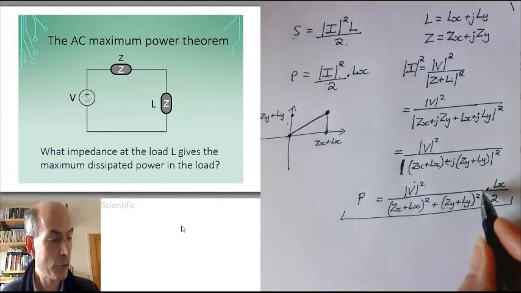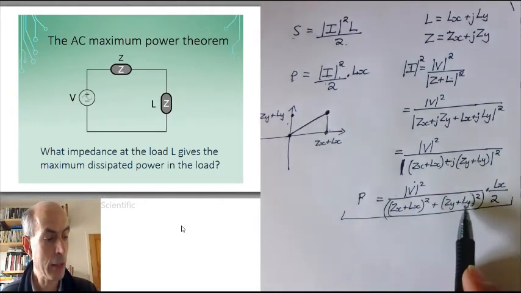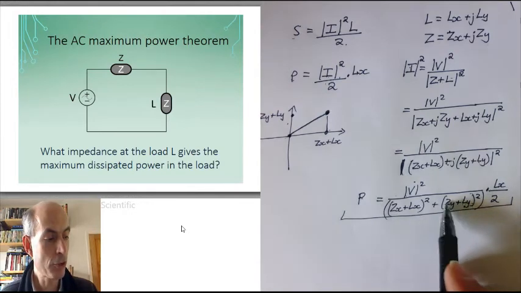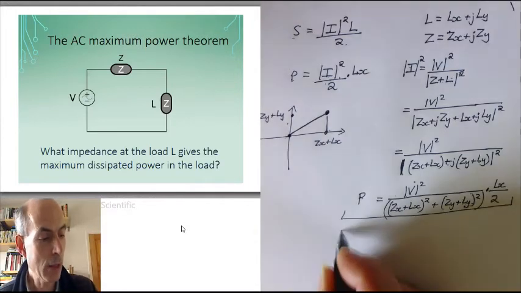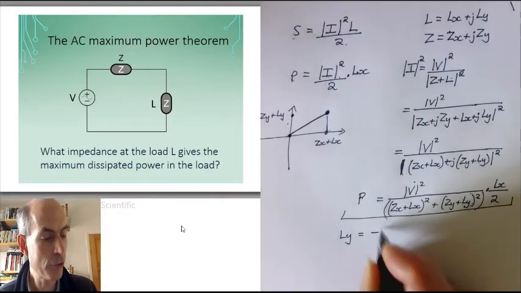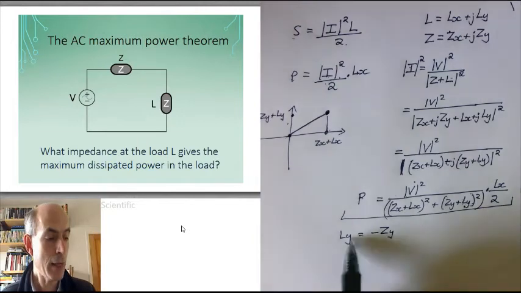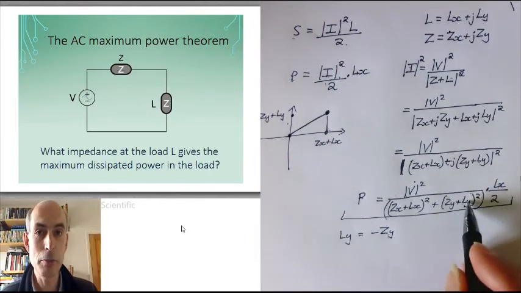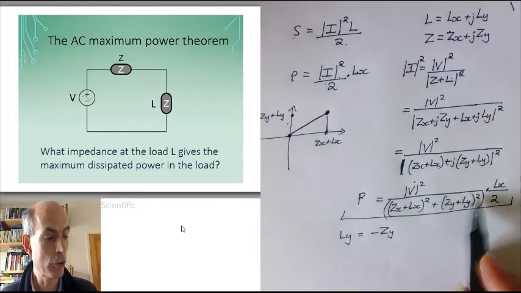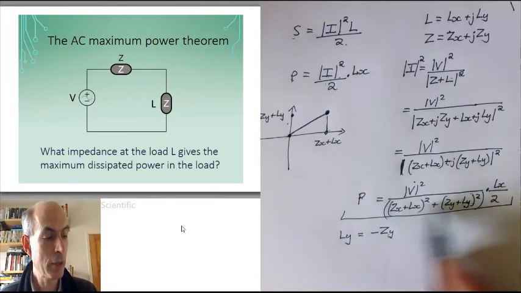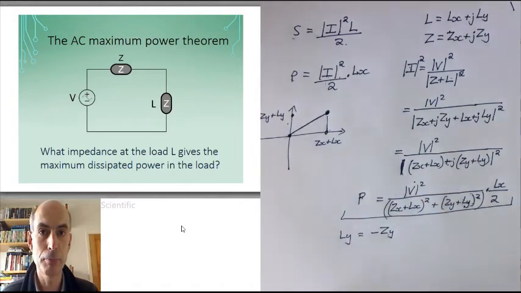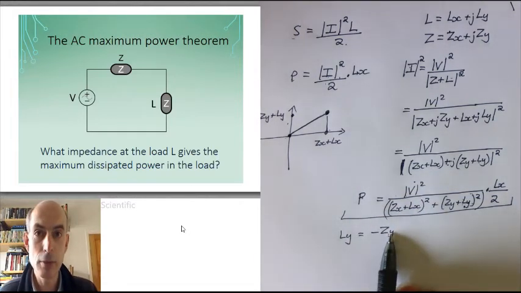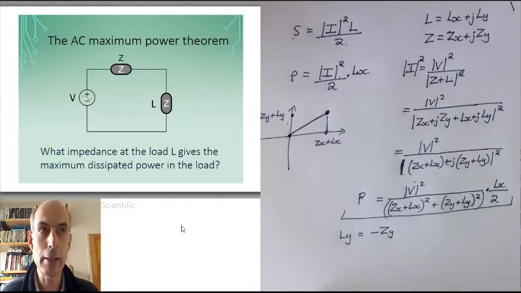Now, if I take this and say, at what value of Ly is this term here going to be at its minimum? The answer is Ly has got to be minus Zy, because in that case, this term here disappears. I get 0 squared. That makes the denominator as small as possible, and therefore my power as large as possible. So I can work out what the imaginary part of my load impedance has to be quite readily.